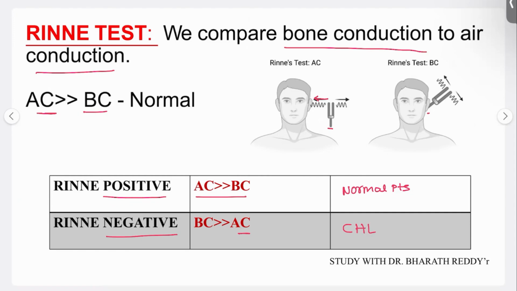But we will get the question, what about sensory neural hearing loss? How can we interpret these patients? Usually sensory neural hearing loss, as we discussed, is in the inner ear, right?